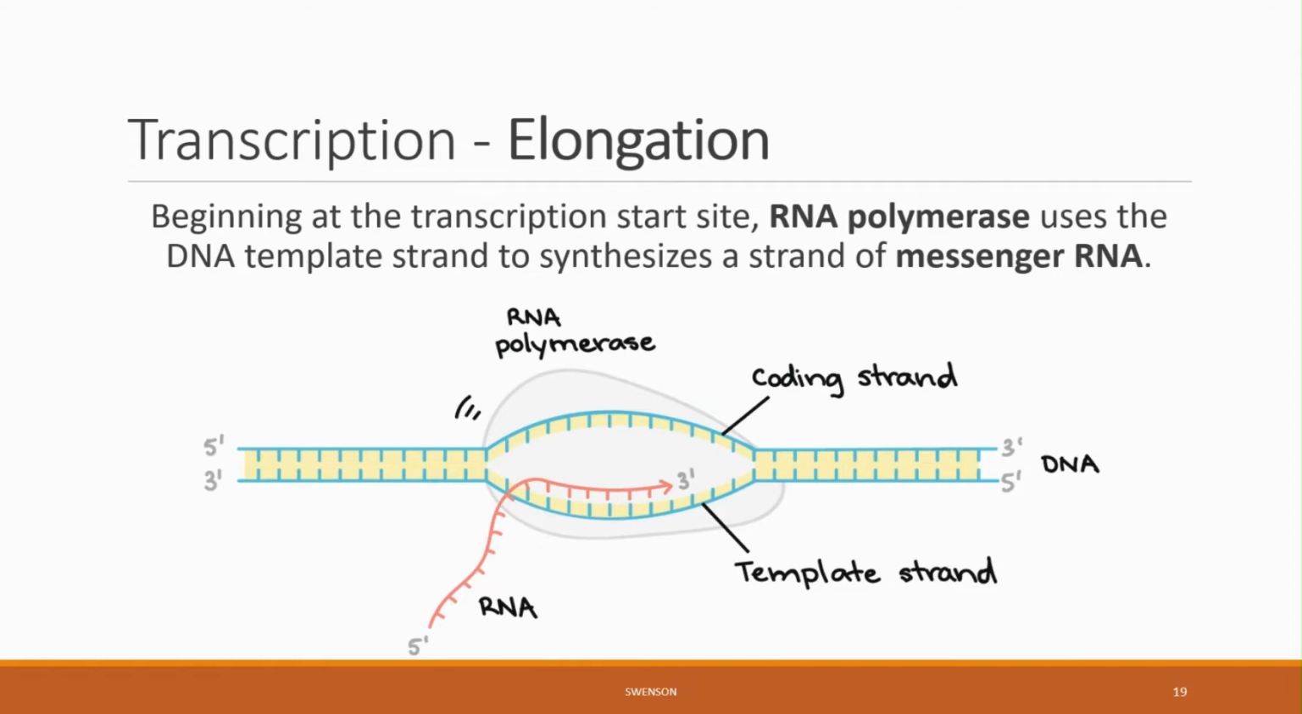The RNA strand made in transcription has a special name. It is called messenger RNA, or mRNA. It's technically going to be even a pre-mRNA, but we'll get into that in a moment here.